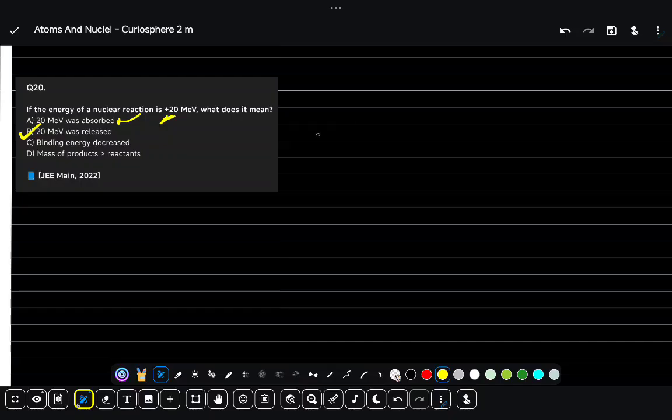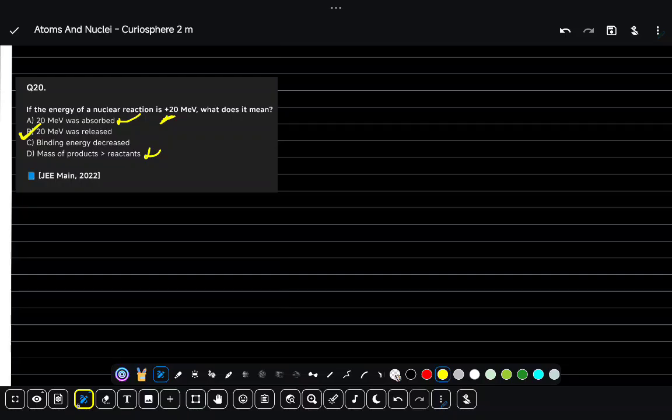For energy to be released, binding energy should increase. It's not decreased. Mass of products is greater than mass of reactants: there is nothing to do with mass here, so that is also wrong. Now check option C alone.